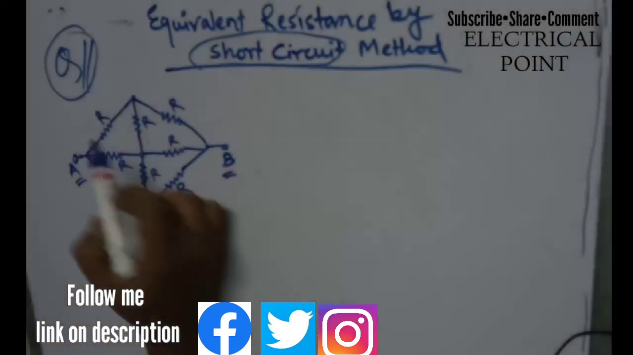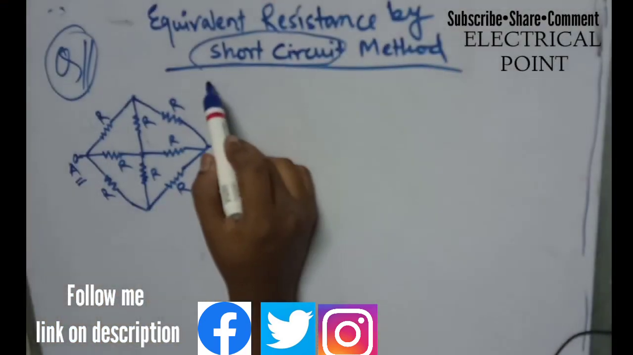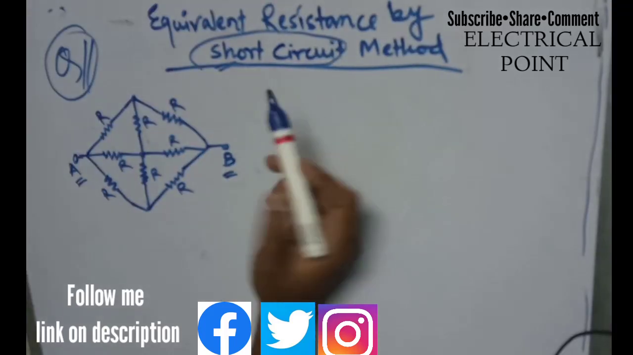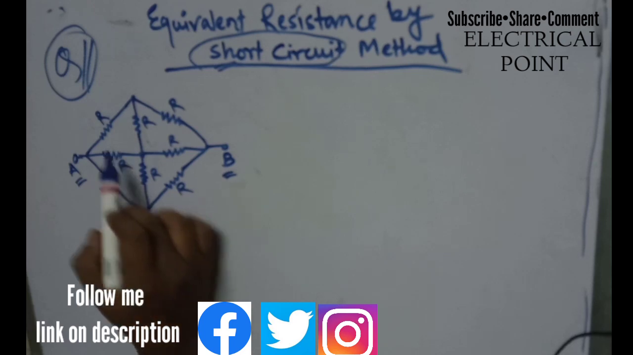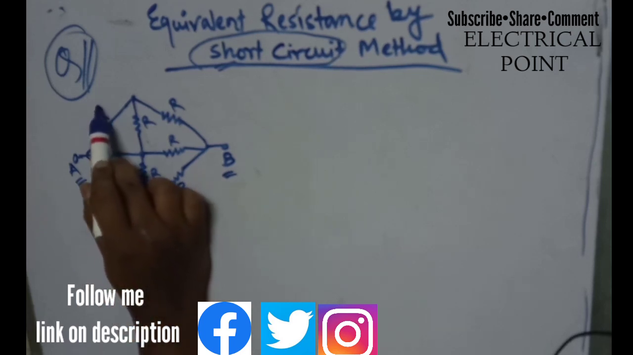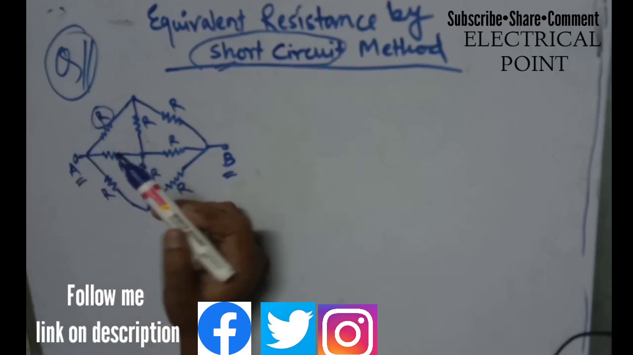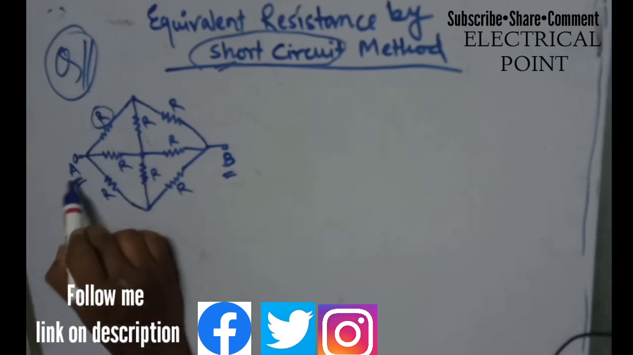So guys, I have taken a question to teach you the concept of short circuit. You can see in this question there is a complex pattern given here and all the resistances have the value of R. We have to calculate the equivalent resistance between these 2 points A and B.